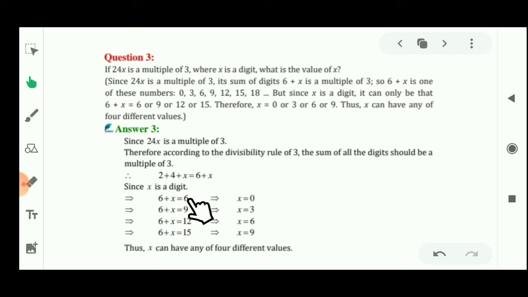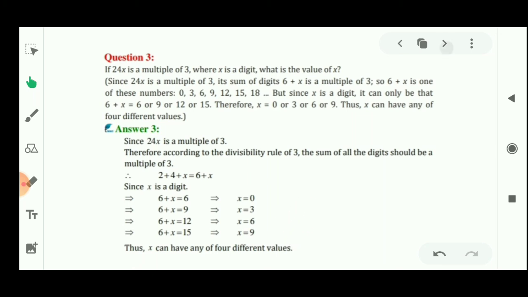Similarly, you can see here 6 is a multiple of 3, 9 is a multiple of 3, 12 is a multiple of 3, and 15 is a multiple of 3. So what will be the values of x here? 0, 3, 6 and 9.